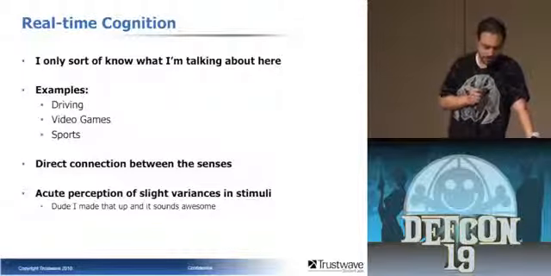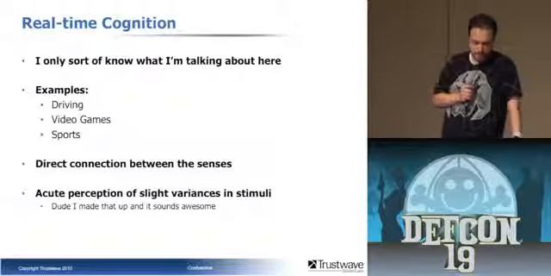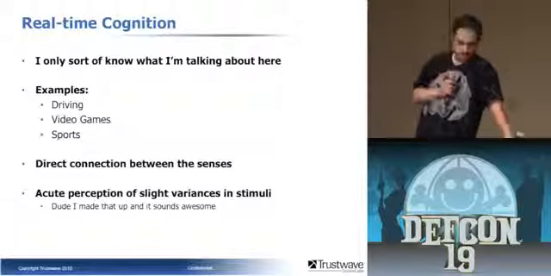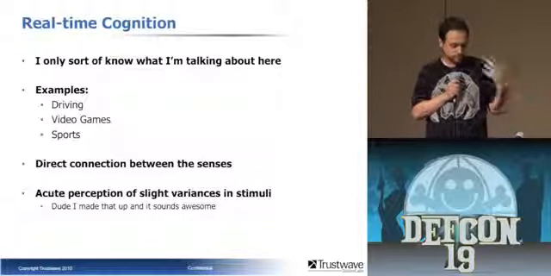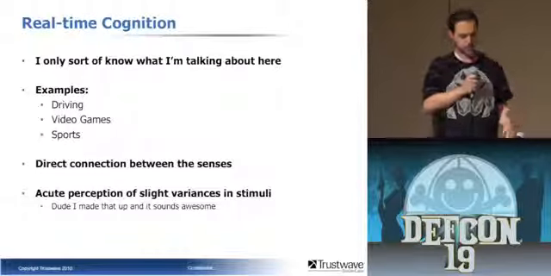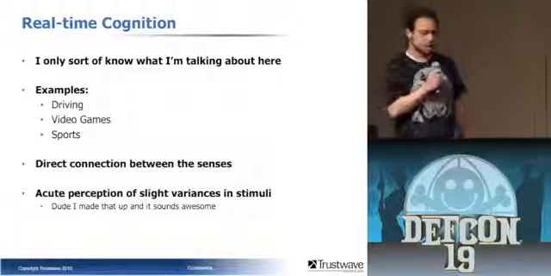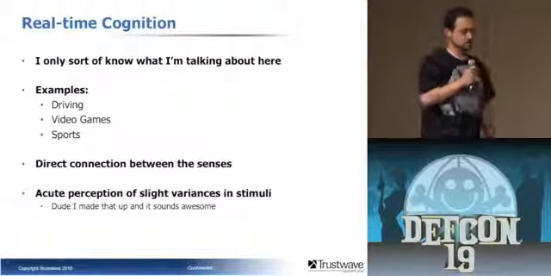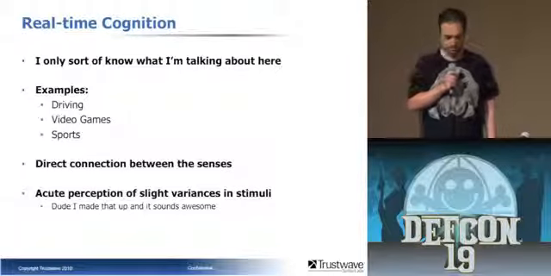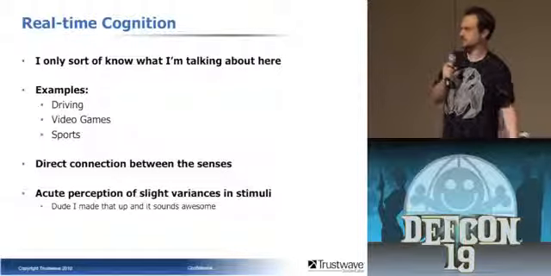I only sort of know what I'm talking about, real-time cognition, but examples are driving, video games, and things like sports. And I just realized it's probably a really bad thing to bring up at DEF CON, but basically, yeah. Why are you good at sports? It's not because I sit down, get the basketball, project the arc, and exert the right amount of force to get it in the basket. It's because, I don't know, man, that's what I do, right? I just slam on those guys all day or something.